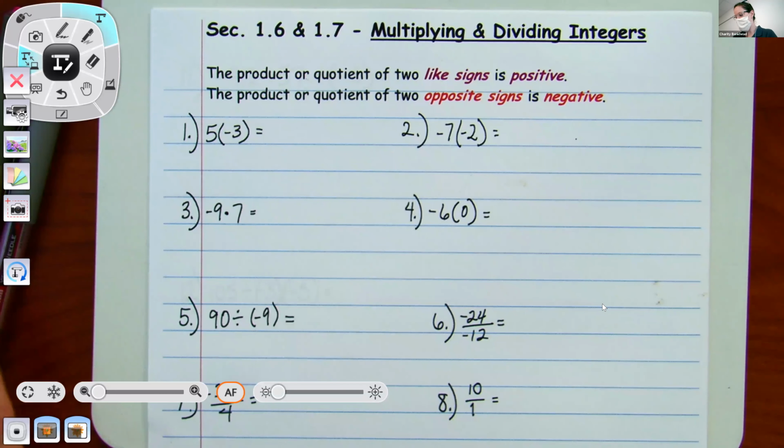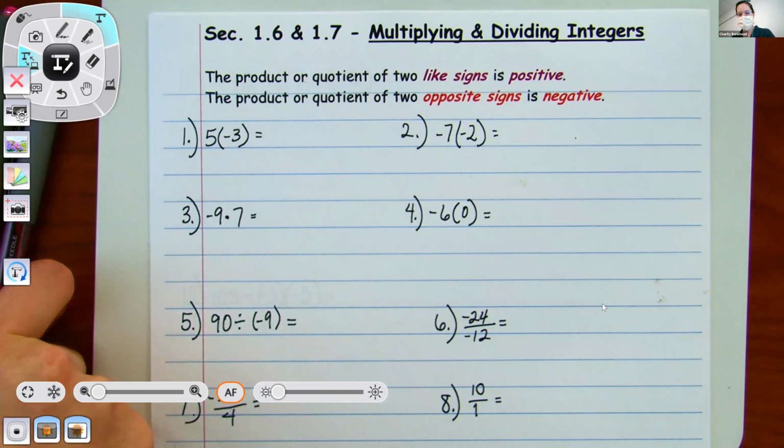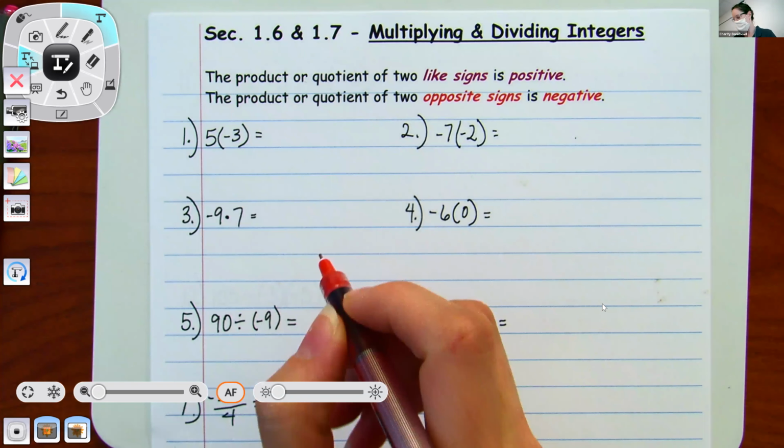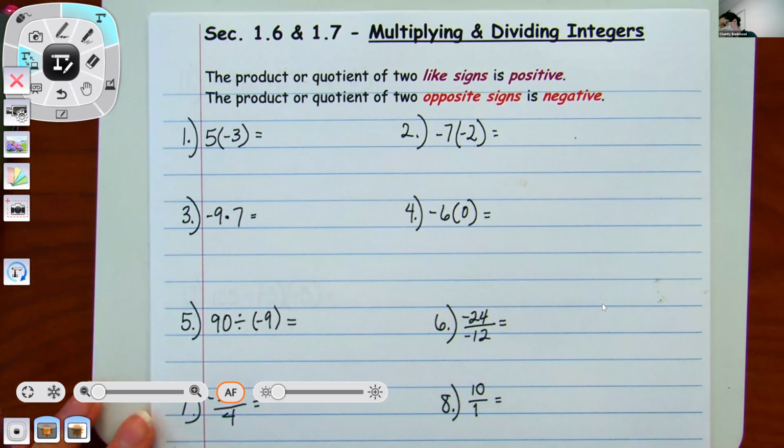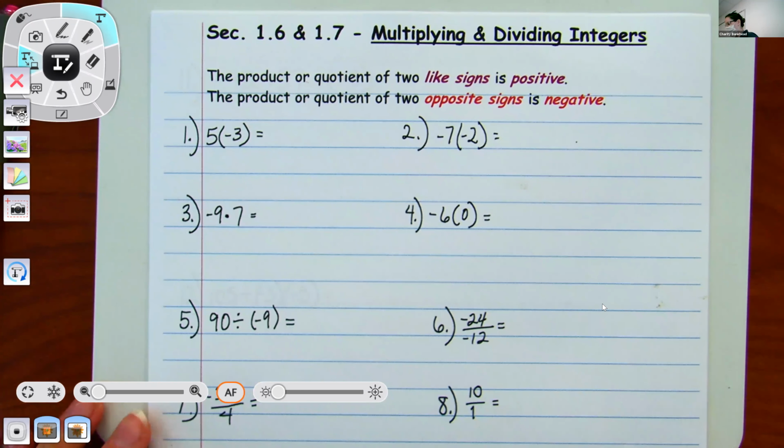So, can y'all see the notes? Okay, good deal. All right. So we are going to start with multiplying and dividing of integers.